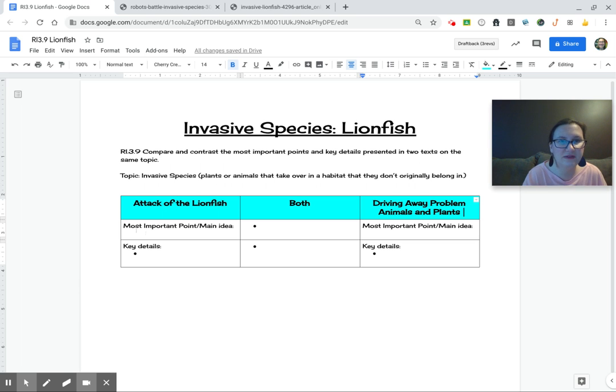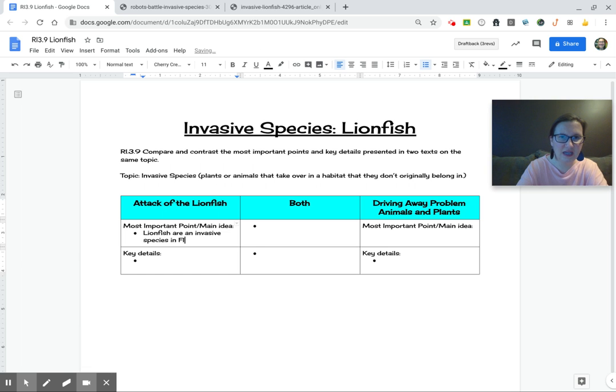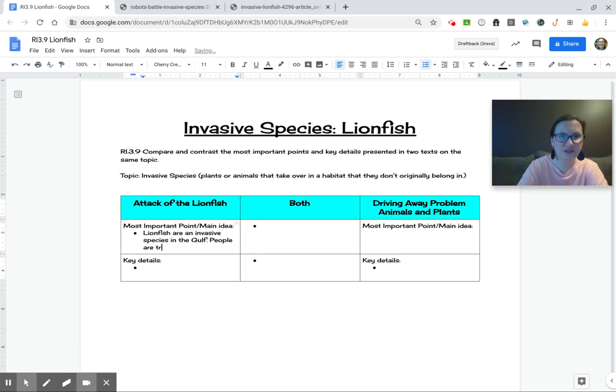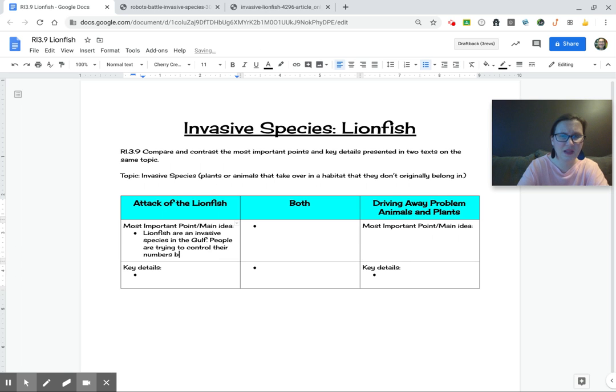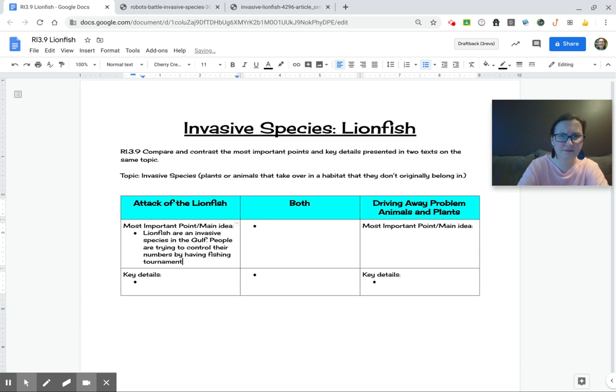So let's go ahead and write that down where it says most important point or the main idea. I'm going to go ahead and say lionfish are an invasive species in, it says Florida and like the Texas, so in the Gulf. People are trying to control their numbers by having fishing tournaments. Okay, so that's what I read about.